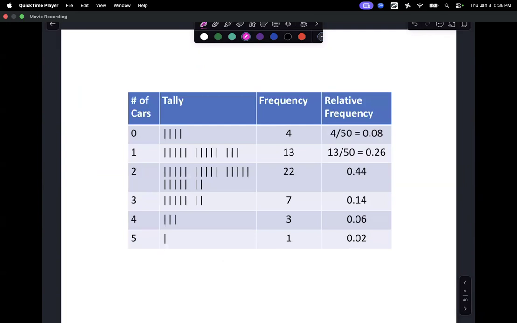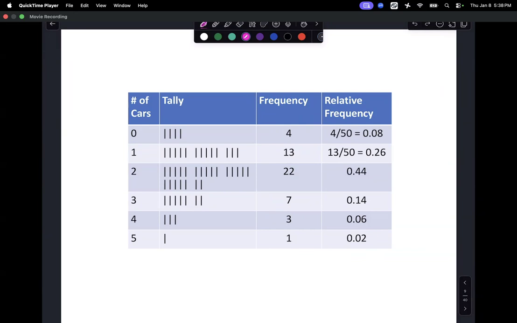So I put it into a relative frequency table. First, I did the frequency, which is right here. And then I did relative frequency so that I could make it a relative frequency chart or graph. So we see that people with 0 cars is about 8%. People with 5 cars was about 2%, and it varies in the middle.